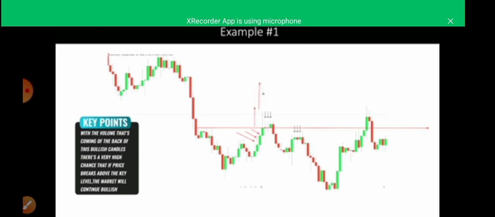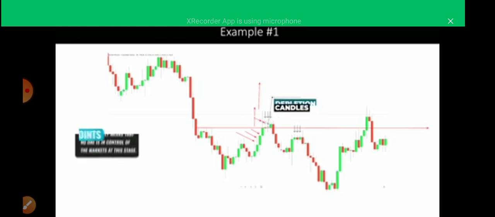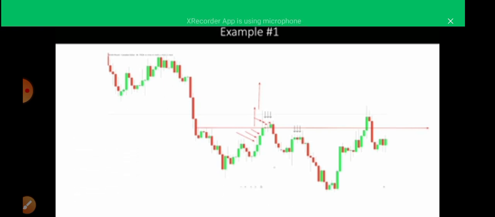But once you start to bring the depletion candles into the picture at the key level, you will start to see that the bulls have attempted to push this market up, but are continuing to fail, which simply means that no one is in control of the markets at this stage, and definitely not the bulls. But there is a high chance that the bears are having an influence on price not pushing up, hence the reason why we've gone from being strong bullish to now all of a sudden a depletion.